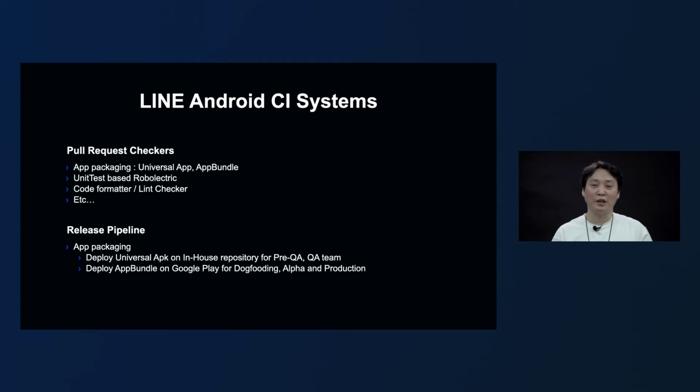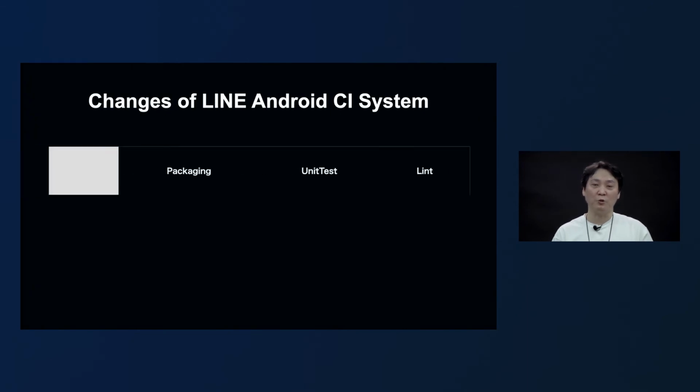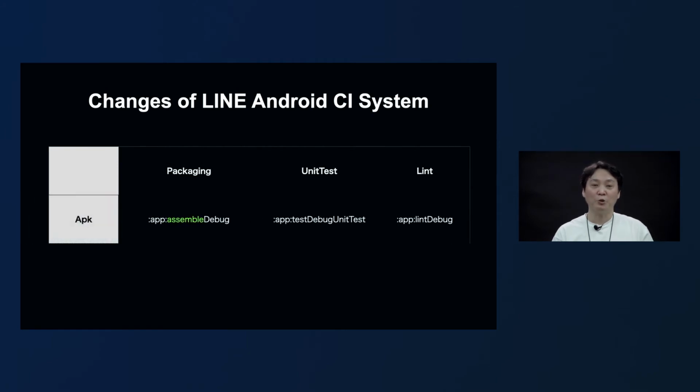PR checker creates an app from the source code and performs unit test to check the operation of each function of the app, and performs lint test to check code style and prevent mistakes by developers. And in the release pipeline, after building the app binary, the binary is distributed in-house and in Google Play Store. And at the same time, Universal APK and AppBundle are created to be uploaded to the in-house distribution repository and Google Play.